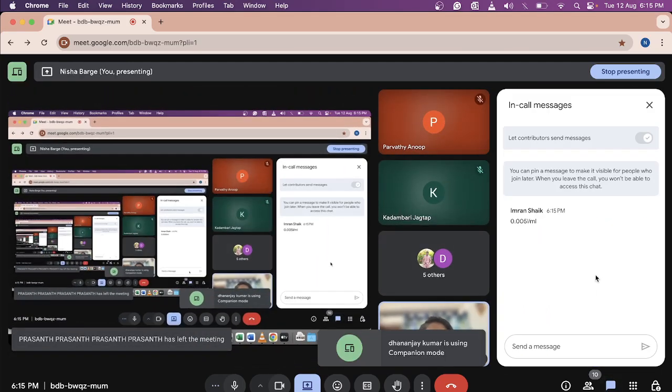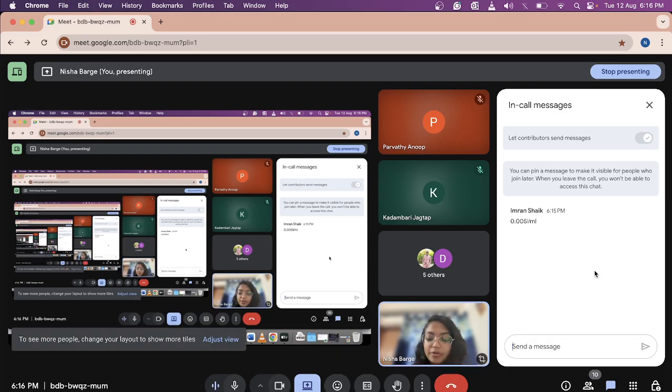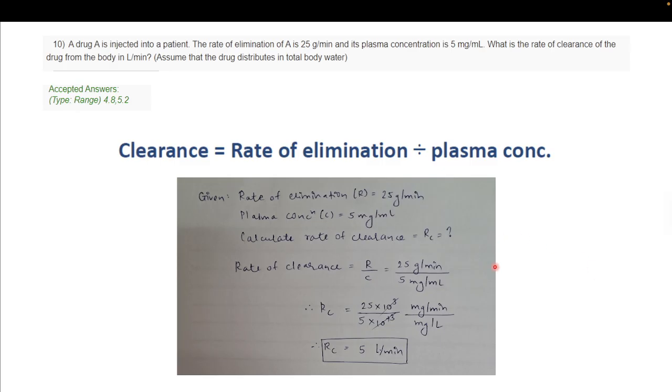Somebody is trying to say something in the chat box. Okay, somebody has answered it, but I think you forgot to keep an eye out on the unit. It is 5 liter per minute, not 0.005. Is this clear to you, whoever has answered in the chat box? Since we have ml here, we have to convert that to liter first, and then you make this unit the same. You either keep it in grams or mg, whatever you feel like, because it eventually gets cancelled, but it has to be in the same unit for it to be cancelled. And yeah, you convert your ml to liter and you'll get the answer as 5. Is this clear?